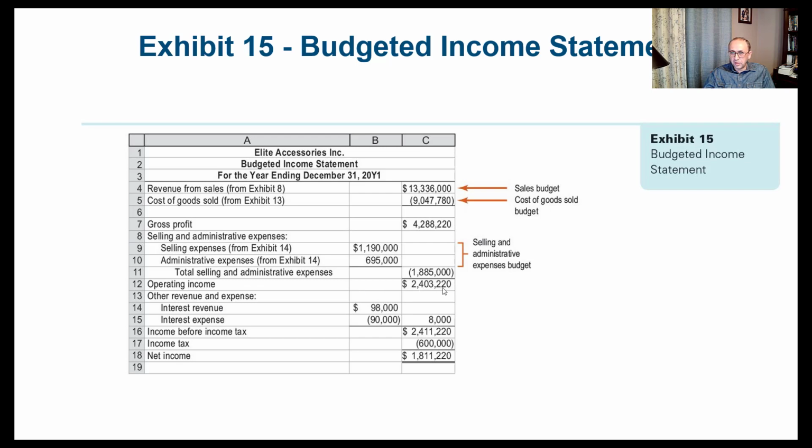Once we have our operating income, we add other revenues, other expenses, again, depending on the situation. And then once we get the net of these other revenues and expenses, in this case here we have interest revenue, interest expense. It turned out to be a positive value. We add it to the operating income to get the income before tax. Then we subtract the income tax to get the bottom line net income. Again, that's not the actual net income, that's a budgeted net income.